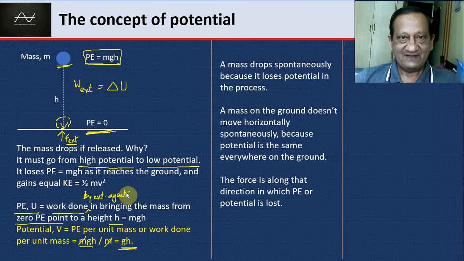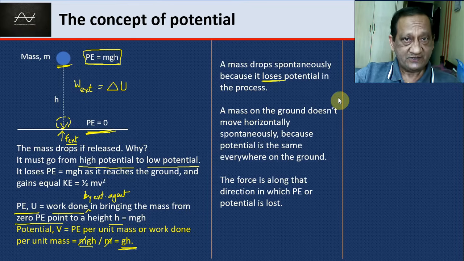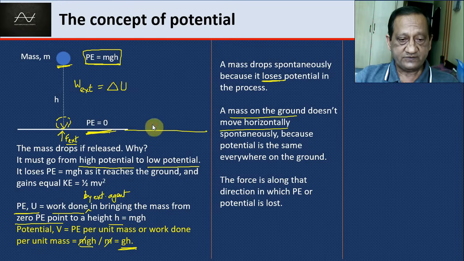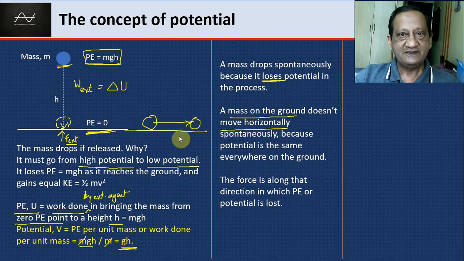So a mass drops spontaneously because it loses potential in the process. Everybody will try to go to the lowest potential if free to move. A mass on the ground doesn't spontaneously move horizontally, because horizontal movement means what? Go from here to here. It must go from high potential to low potential. It will move due to a potential difference. But if it goes horizontally, there is no potential difference.